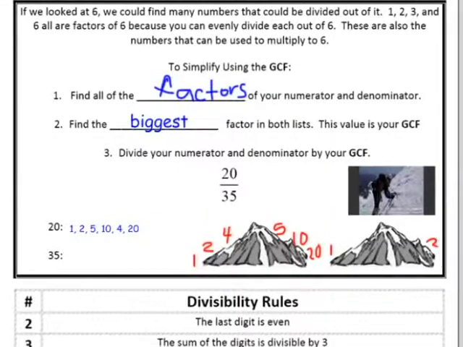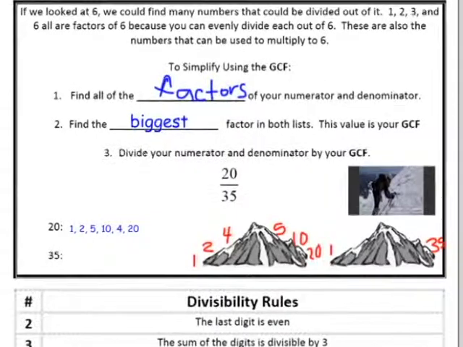Let's do 35 next. Always start with 1 and 35. It's not even, so 2 doesn't work. 3 plus 5 is 8. Can't divide that by 3, so 3 is out. Well, it's not even, so 4 can't work.